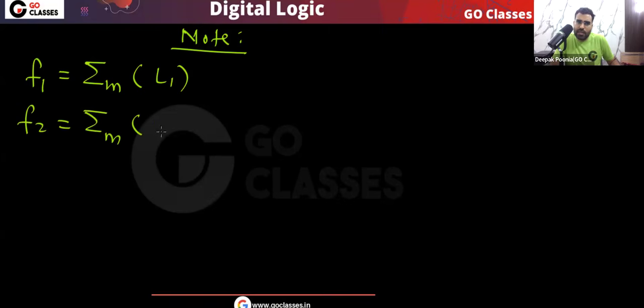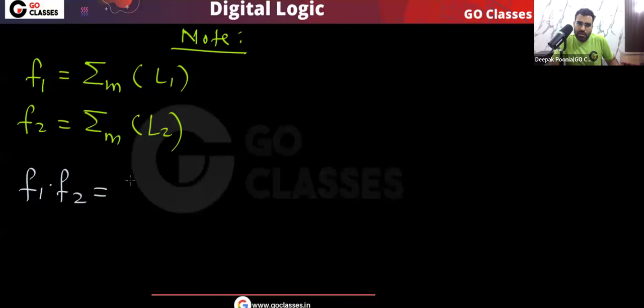If a function f1 is given to you as sum of min terms, let's assume this is min term list L1, and function f2 has the min term list L2. So basically two functions are given to you as sum of min terms, meaning the min term list is given to you. Then what will be f1 and f2? What will be f1 or f2? Okay, so let's find that. What will be f1 and f2?